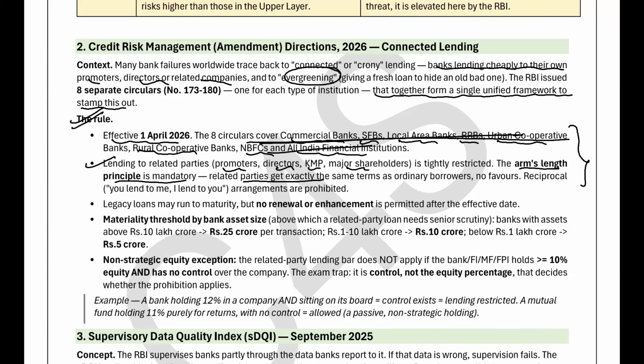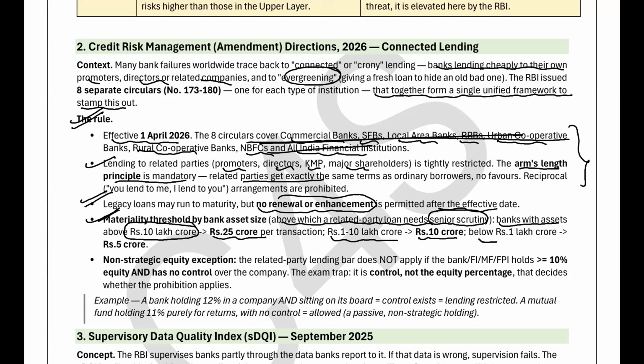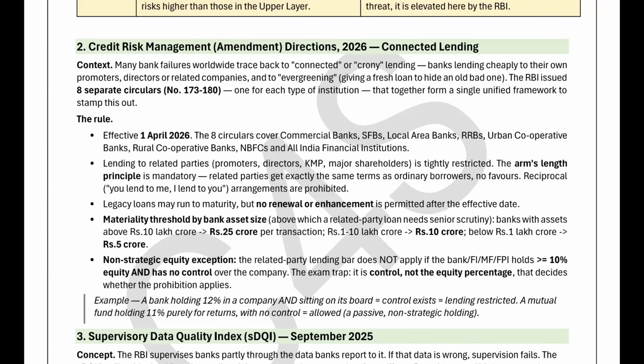जहां डेटा दिखे, it is important. तो अब यहाँ क्या बता रहा है, legacy loans, ये पॉइंट देख लो. Legacy loans may run to maturity but no renewal or enhancement is permitted after the effective date. Is that clear? Please try to understand the materiality threshold by bank asset. It is important. क्या है? Above which a related party loan needs senior scrutiny. Banks with assets over, ये लिख लो अपने A4 साइज पेपर में, रुपीज 10 लाख करोड़, which is रुपीज 25 करोड़ पर ट्रांजेक्शन; रुपीज 1 to 10 लाख करोड़ कितना है, रुपीज 10 करोड़; बिलो 1 लाख करोड़ कितना है, रुपीज 5 करोड़. This will be asked in your prelims paper.